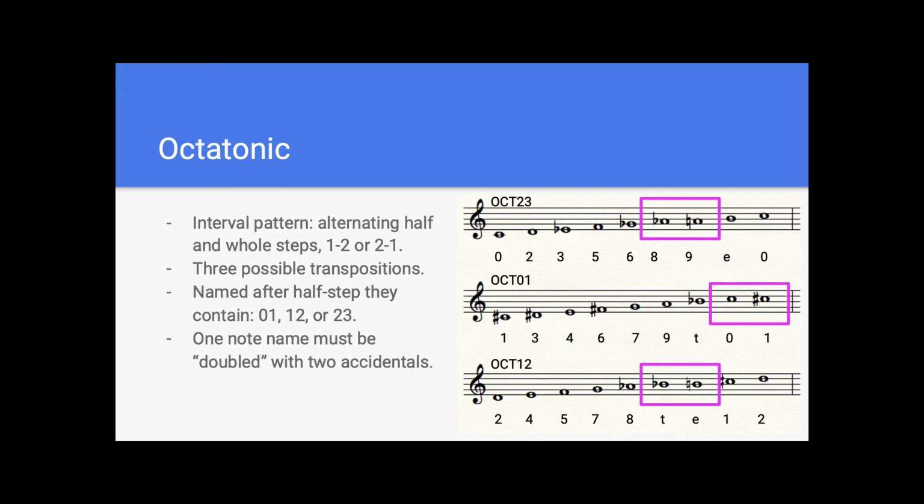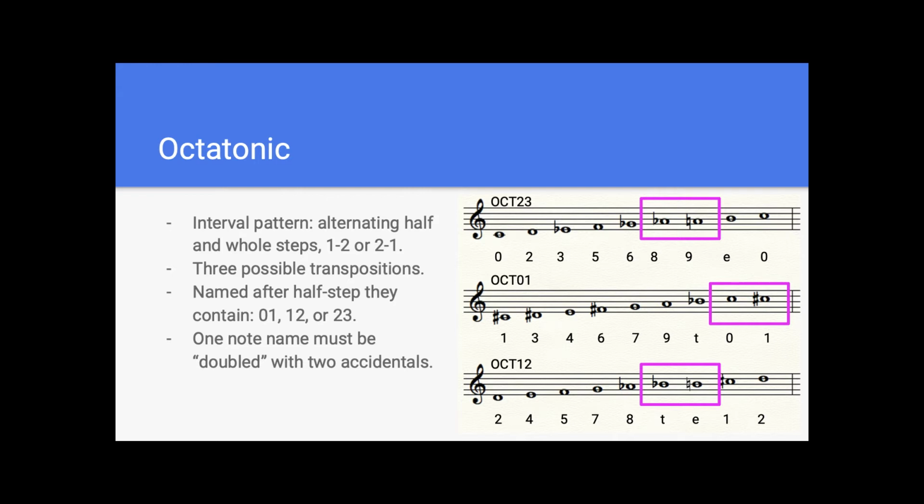Now let's sing the Octatonic 1-2 collection at the bottom of the slide. We'll start on D. 2, ready, and sing: 2, 4, 5, 7, 8, 10, 11, 1, 2.